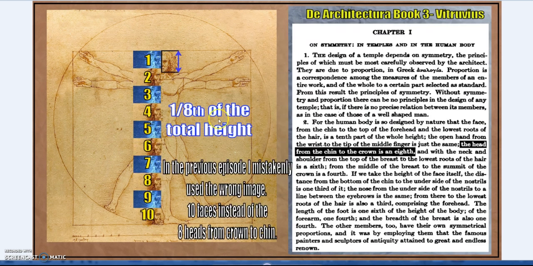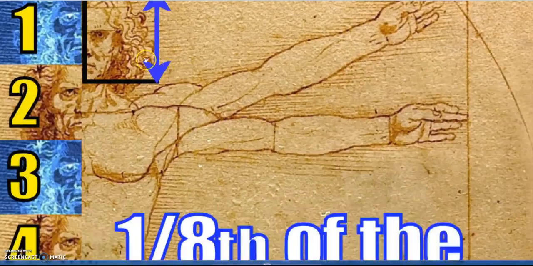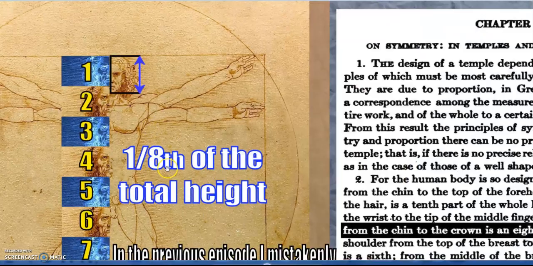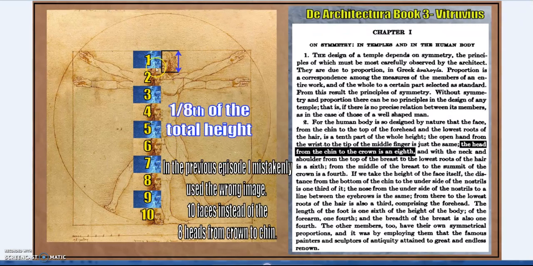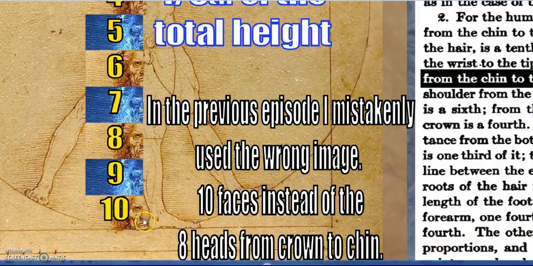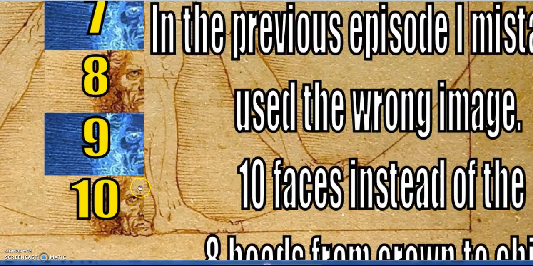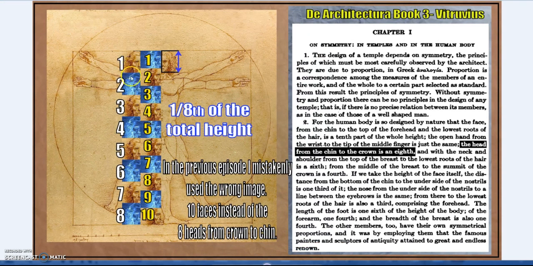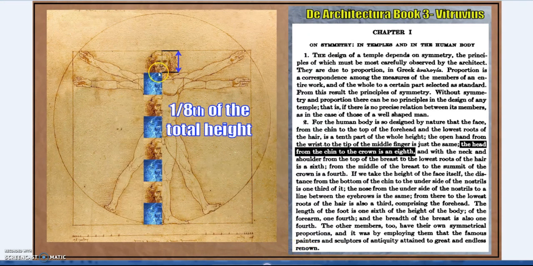In the previous episode I mentioned that the head, from your chin to the top of your head, is 1/8 the total height. I mistakenly used this image, which is your chin to the top of your hairline. So although 1/8 is the total height, where we see 1, 2, 3, 4, 5, 6, 7, 8, just disclosure, so 1/8 of the total height.